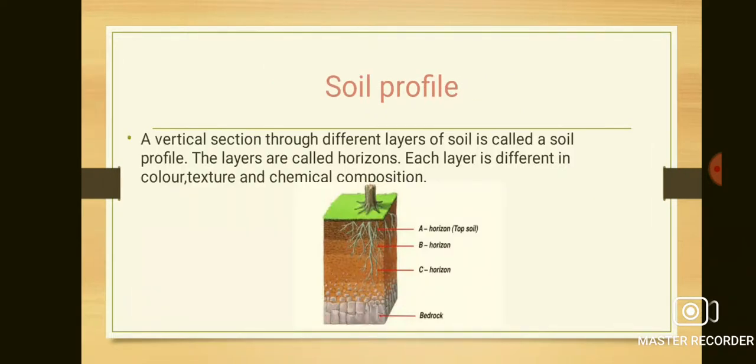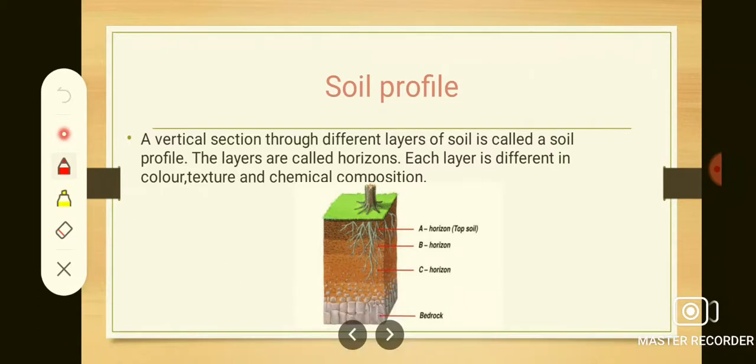So now let's go through soil profile. A vertical section through different layers of soil is called a soil profile. The layers are called horizons. Each layer is different in color, texture, and chemical composition. So, as you can see here, this is the picture of the soil profile, and you can see A horizon, which is also known as topsoil, B horizon, C horizon, and last comes the bedrock. So now let's know about these horizons in detail.